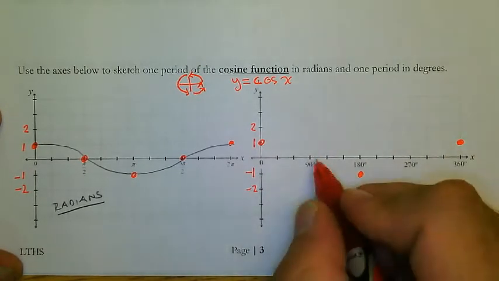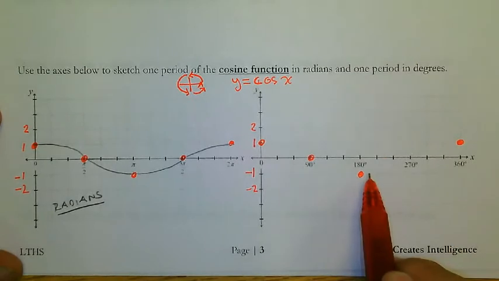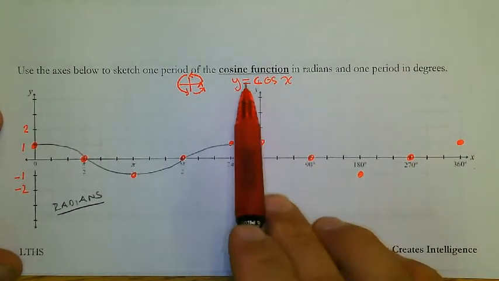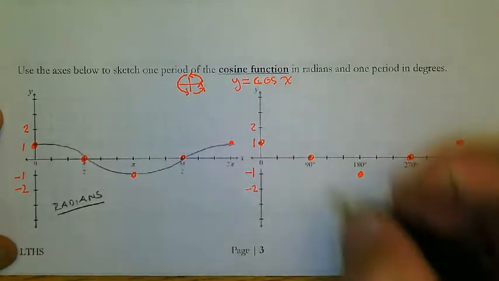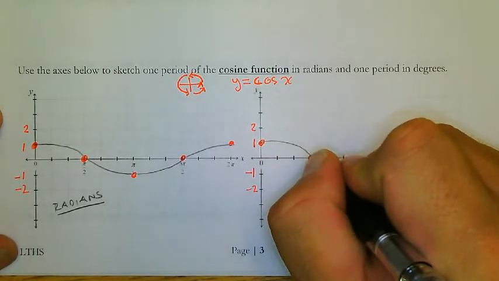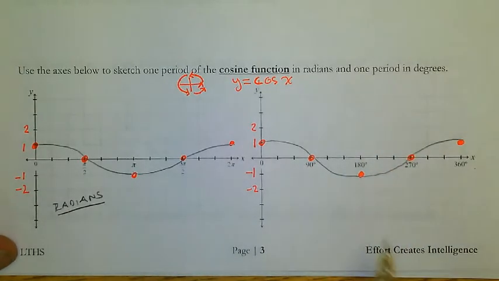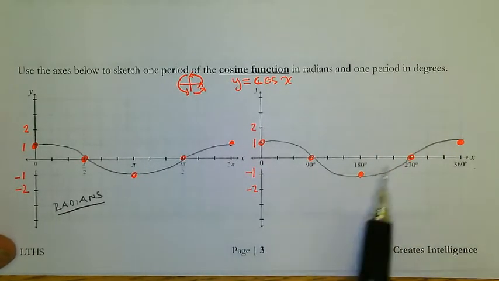Halfway between on the central axis. Halfway between on the central axis if it's the cosine ratio. So I come over here and I draw, with a smooth curve, that cosine graph.